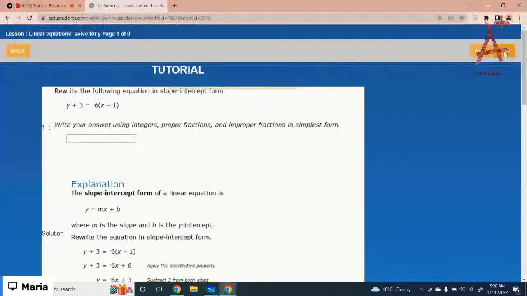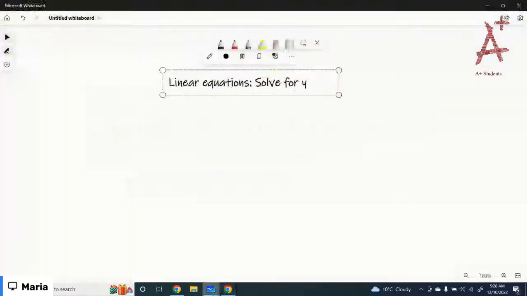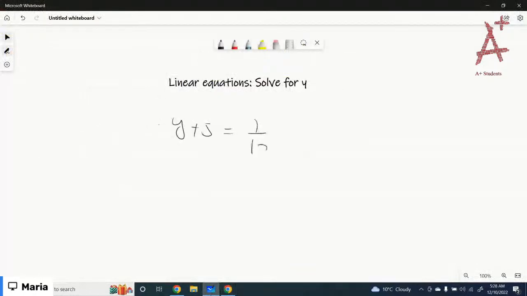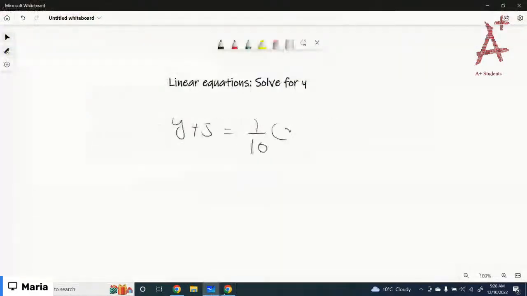Okay, let's start with the test question. Rewrite the equation in slope intercept form. Got it? The equation you are given is y plus 5 equals 1 over 10 x plus 10. You have to write the equation in slope intercept form, and the slope intercept form is y equals mx plus b. Basically, you have to write the equation in this form. Got it?